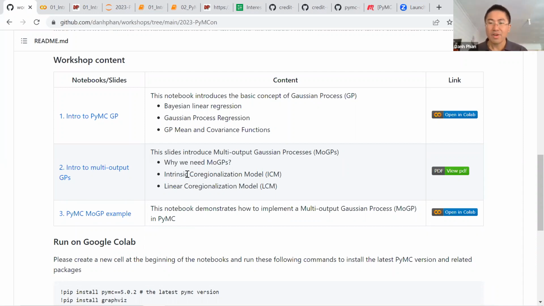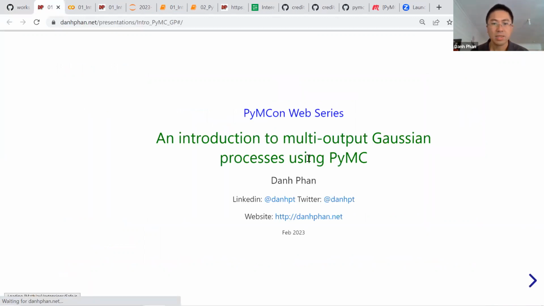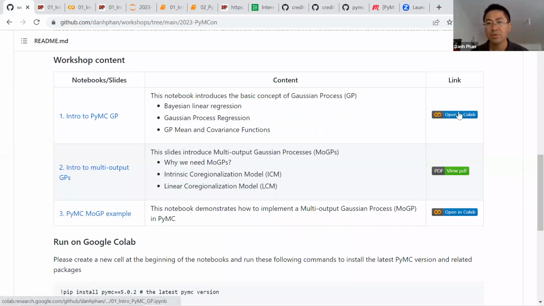The focus of this talk is more introductory, with less math but more code. For the first talk here, if you click on this one, it will go to the slide I will use for that. And if you click on the open Google Colab here, you can run the code on the Colab.